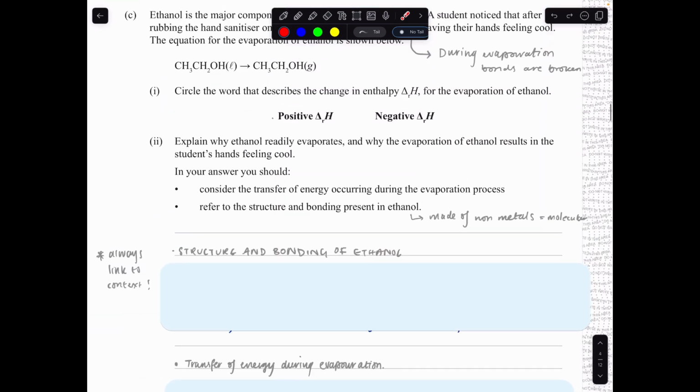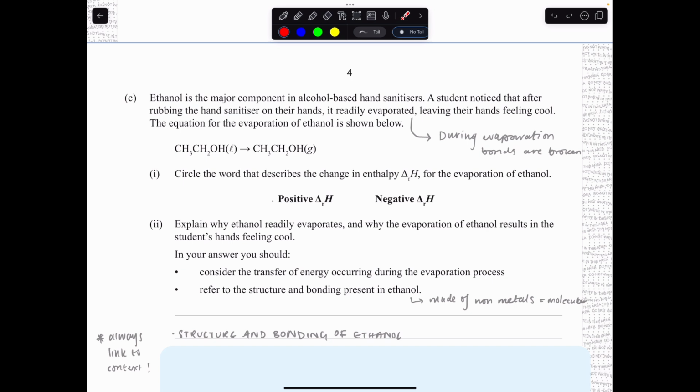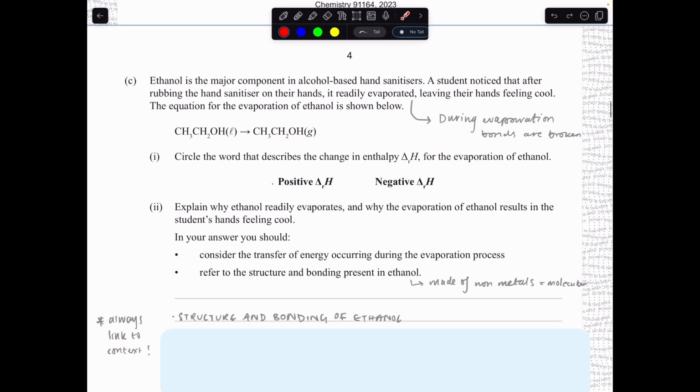Okie dokie, last question before we head into section 2. So take a breather, we are almost 1/3 of the way through. Ethanol is a major component in alcohol-based hand sanitizers. A student noticed that after rubbing the hand sanitizer on their hands, it readily evaporated, leaving their hands feeling cool. The equation for evaporation of ethanol is shown below. Over here. So see it's turning from a liquid to a gas. We know that it's evaporating.